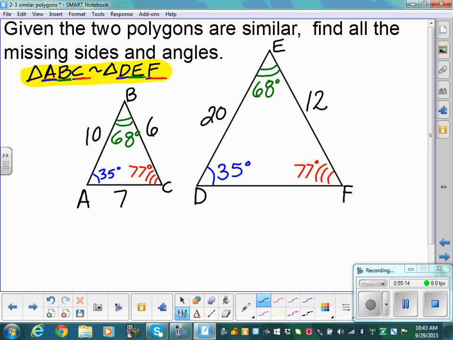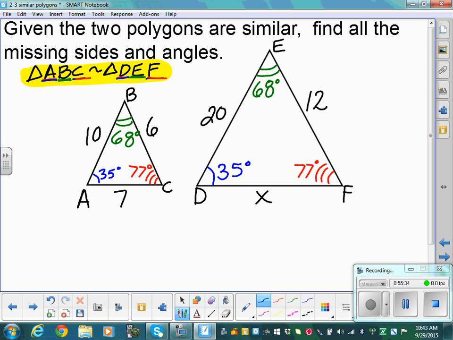So now we're trying to fill in the entire triangle. So we have to fill in any missing sides. Well, look at this small triangle here. We have all the sides, right? Okay, so we're good there. But look at this, we have 12, 20, and we don't know this. So I'm going to call it X.